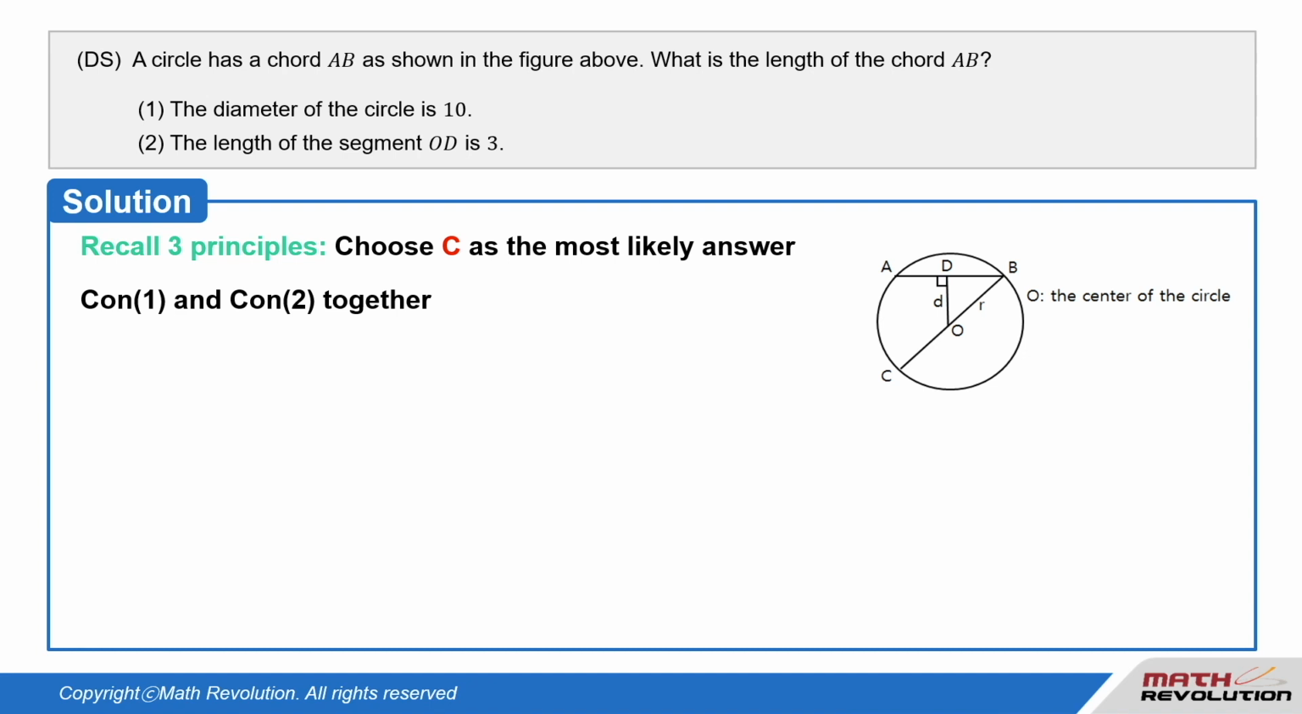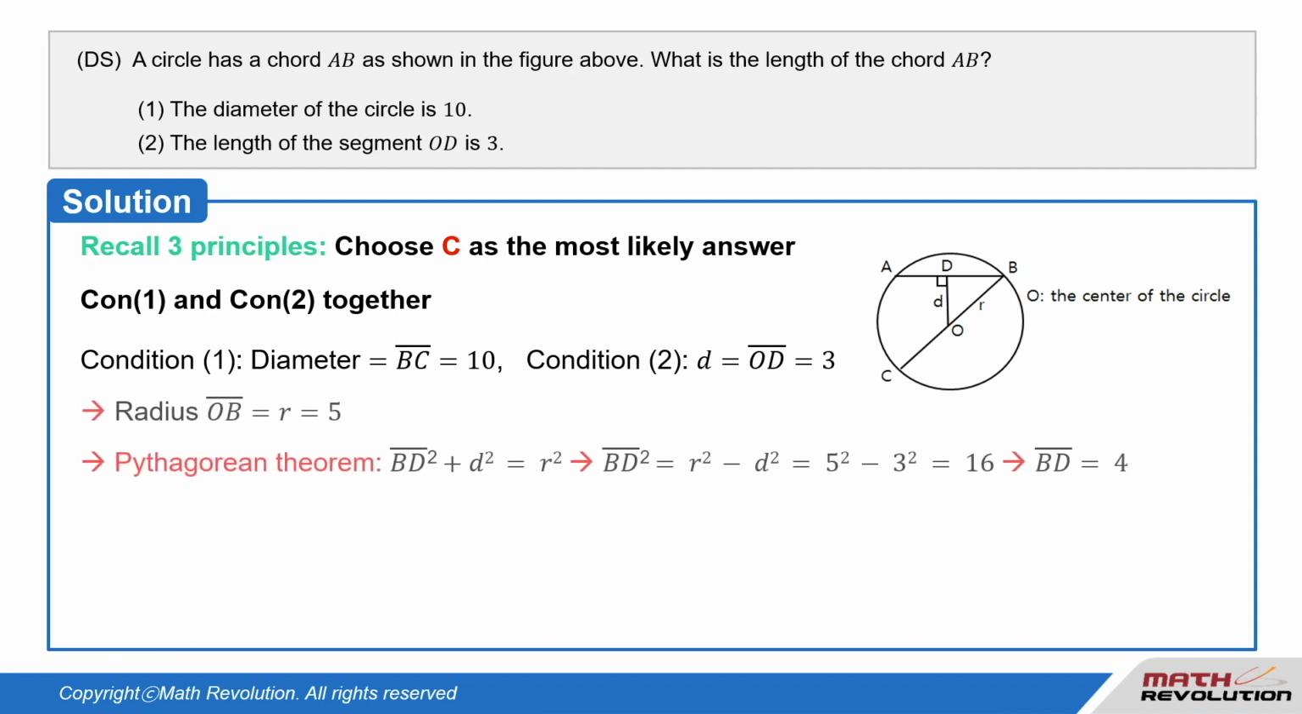Let's take a look at conditions 1 and 2 together. Conditions 1 and 2 tell us that 10 is the diameter of the circle, so line segment BC equals 10, and line segment OD equals lowercase d equals 3. Since line segment OB is the radius, we have line segment OB equals r equals 5.